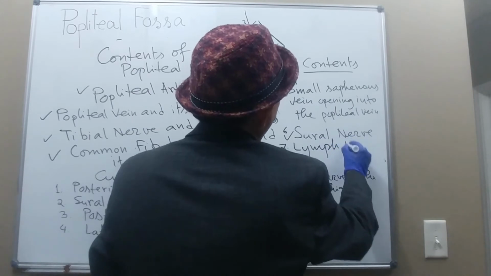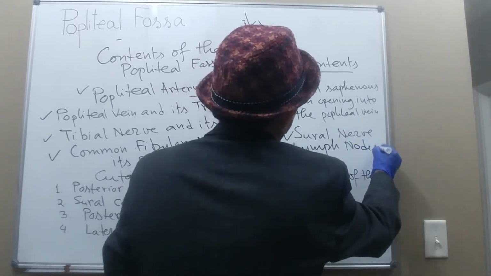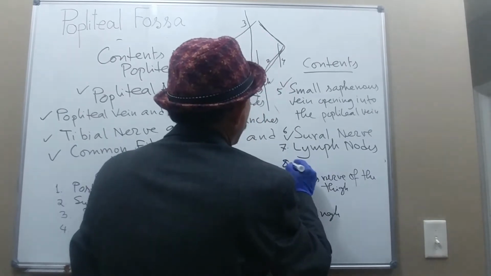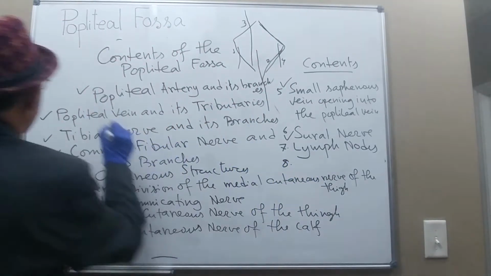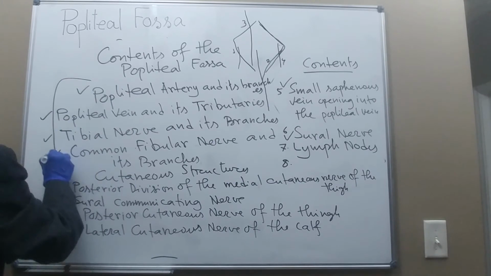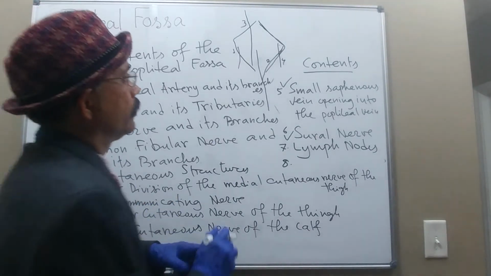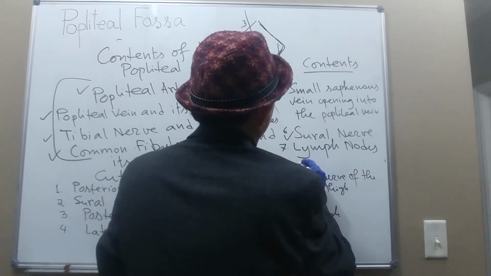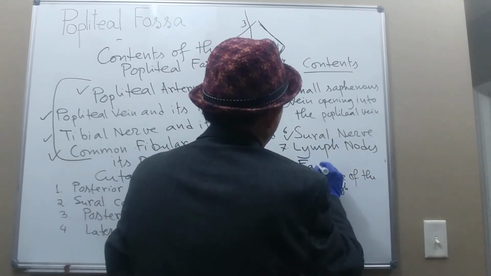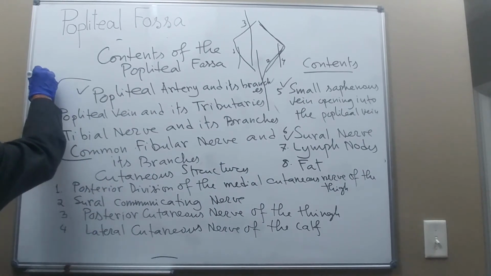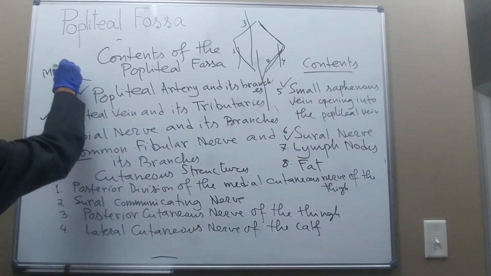Lymph nodes. We add other content. These are the major contents. These are the other contents. Okay, so we have to add fat, plenty of fat. So these are the major contents.